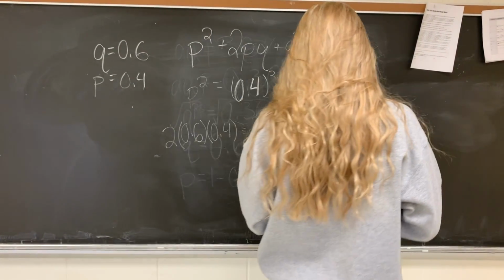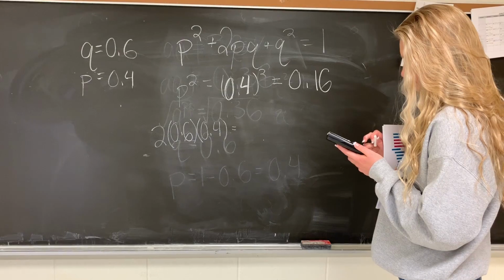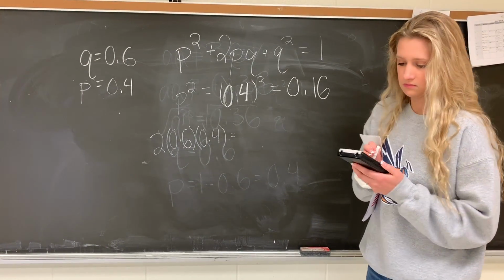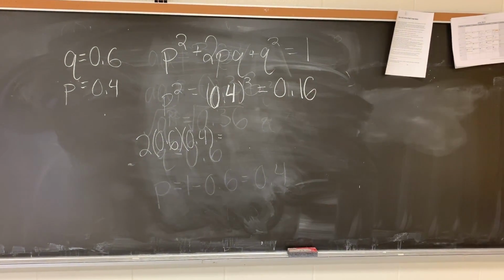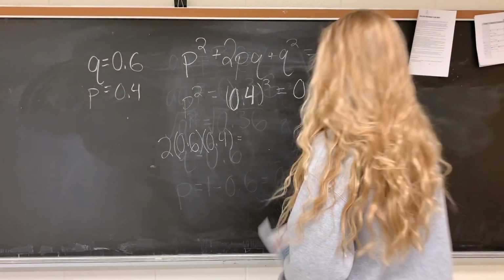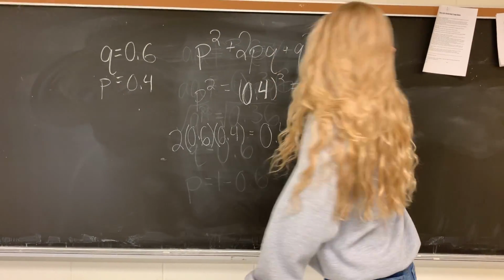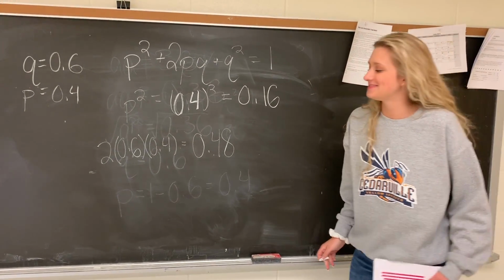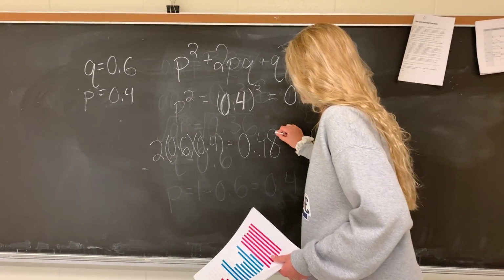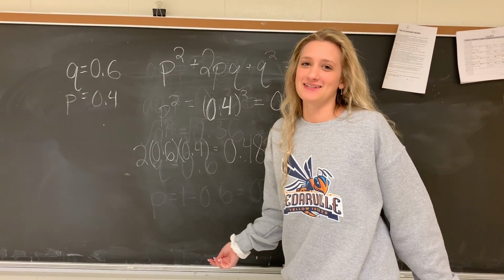0.48. You did that in your head? Is that 0.48? Yes. Yeah, because 6 times 4 is 24, but it's a point times 2 is 48. Good job, Taylor. Good for you. That shows how much I learned in AP Calc.